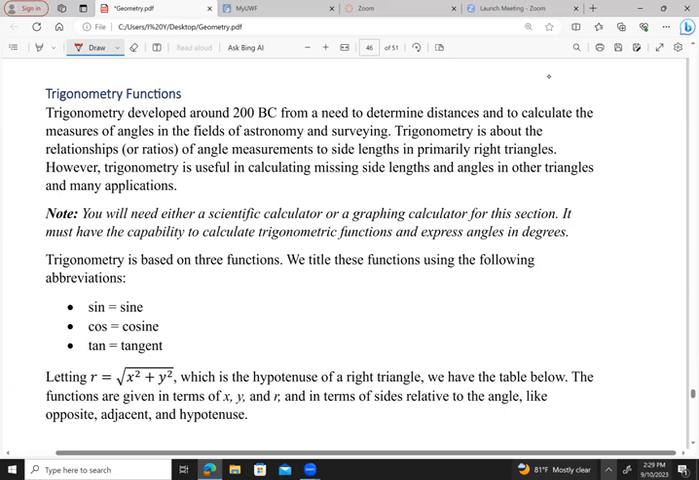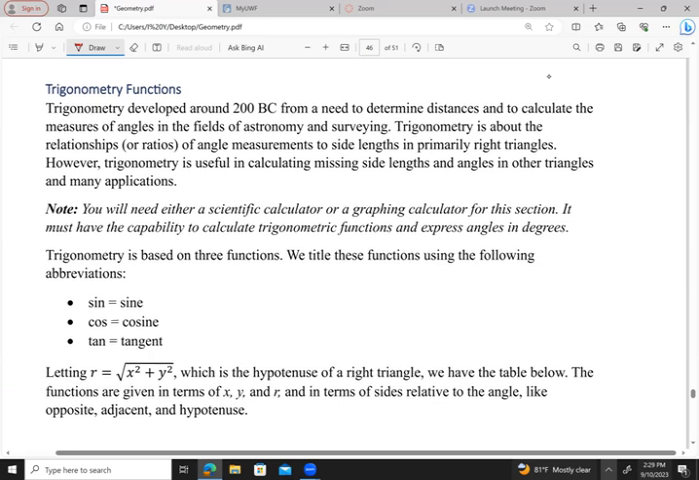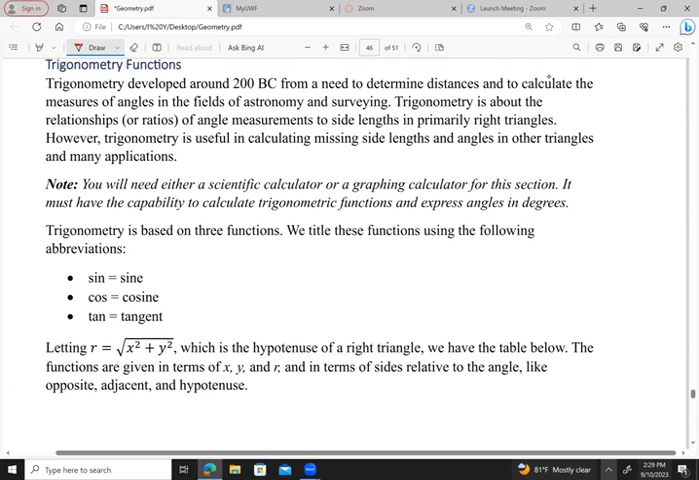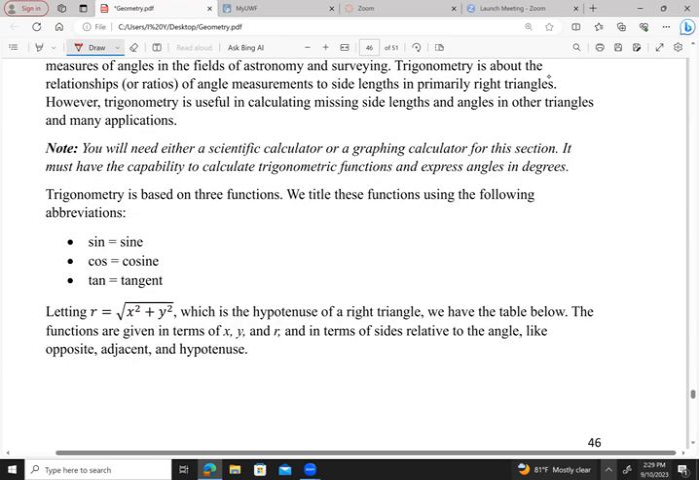So, we're going to need a scientific calculator, and it must have the capability to calculate trigonometric functions. So, trigonometry is based on 3 functions: sine, cosine, and tangent. These are what your buttons should be labeled.